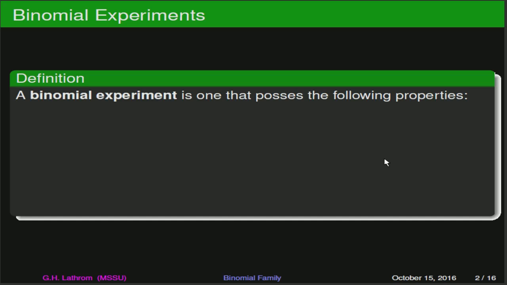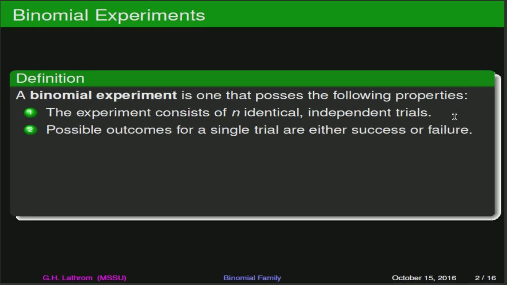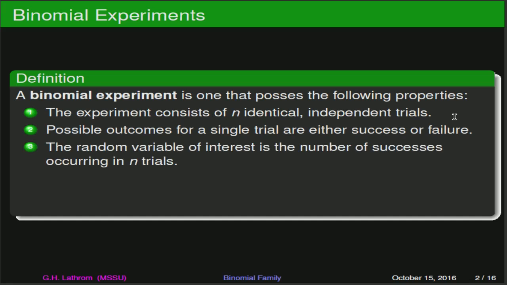So let's begin with the notion of a binomial experiment. Now, a binomial experiment is pretty simple on the surface. It consists of n identical trials, and each one of these trials will be independent. The possible outcomes for any particular trial are either success or failure. That's the only options that we have. The random variable that we're going to be interested in this particular situation will be the number of successes that you actually have in n trials.